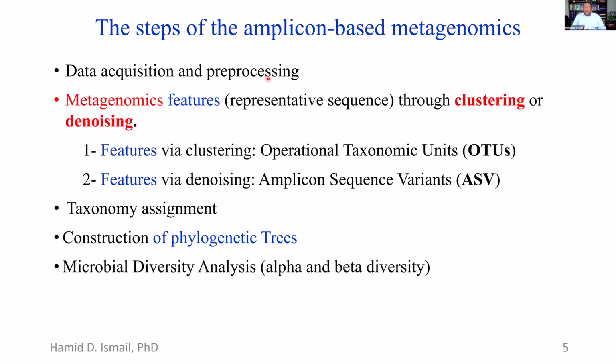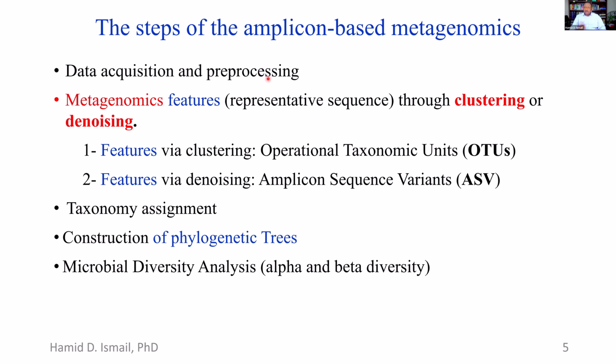So once we finish this part, then we go to what we call metagenomic features. And here we have different strategies. We have two strategies. We can follow both of them or we can follow one of them. One of them is clustering, and we will come and explain how we do this clustering. And the second one is denoising. Okay, so it depends on you, and also it depends on your study. You can use any one of these methods, either clustering or denoising, or you can use both of them.